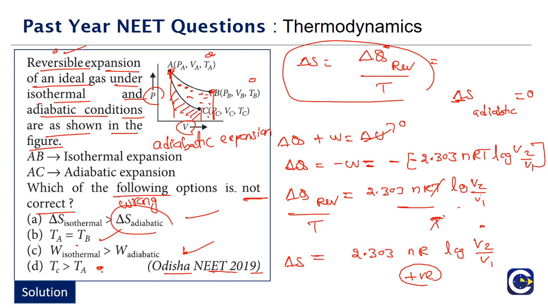So here in option D they are saying TC is more than TA. That will be incorrect. So the option that is not correct among them is option 4, because in reversible adiabatic expansion the delta Q will be 0, which means the gas is doing work from the internal energy. So it will do the work at the expense of its internal energy, lose the internal energy, and thereby get cooled. That's why it is also called the adiabatic cooling phenomenon.